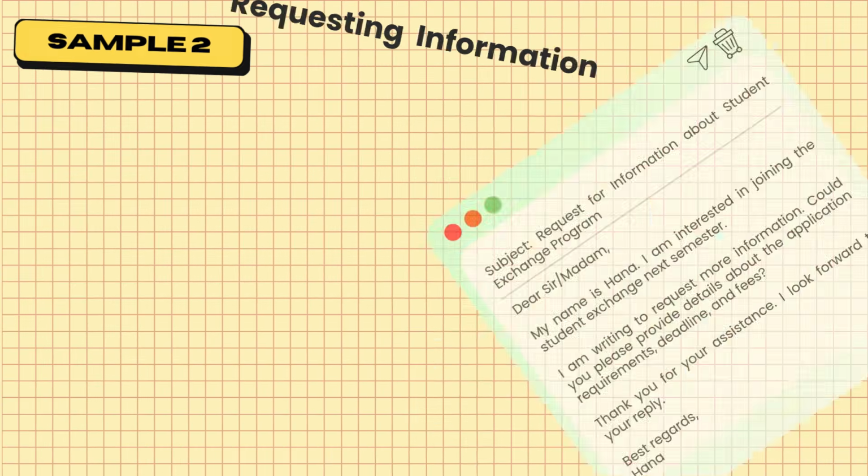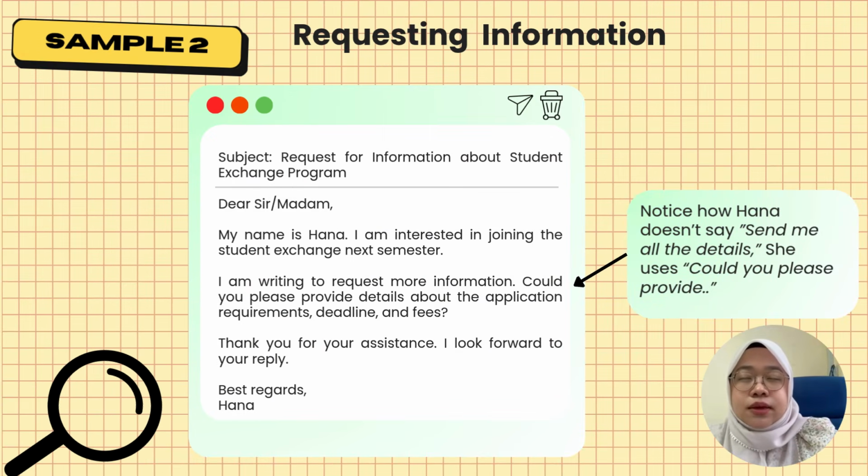In sample 2, you can see where Hannah asks about a student exchange program. Rather than demanding details, she writes, could you please provide details about the application requirements, deadline, and fees? It's short, sweet, and effective.